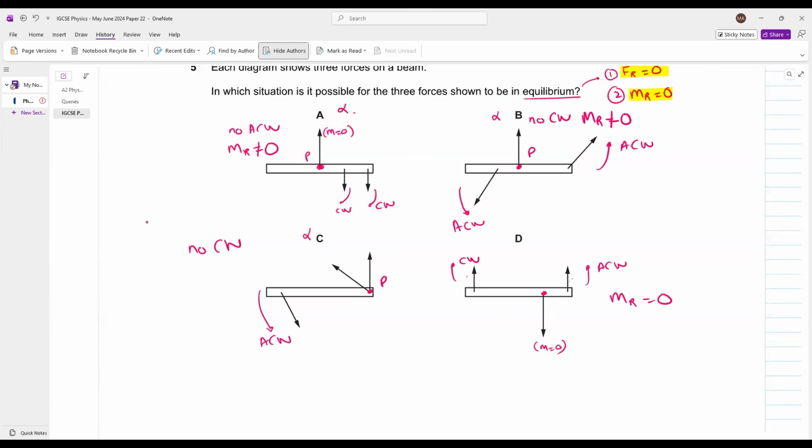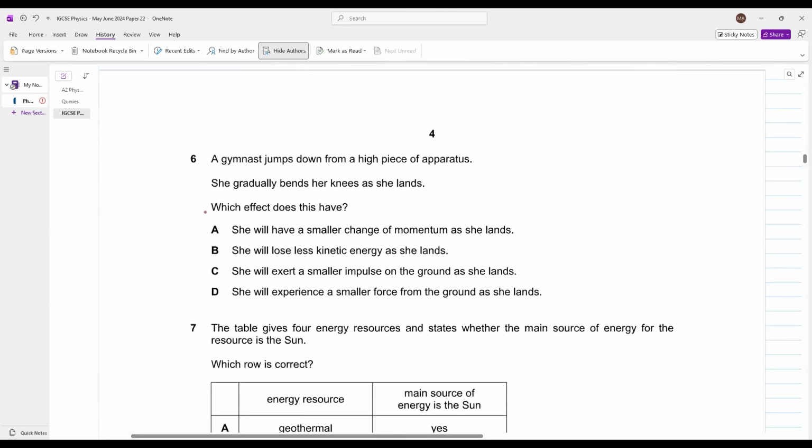In the upward direction there are two small forces. In the downward direction you have one large force. The resultant force is also 0 in option D. D is in equilibrium. Let's further move ahead. A gymnast jumps down from a high piece of apparatus. She gradually bends her knees as she lands. What effects does this have?